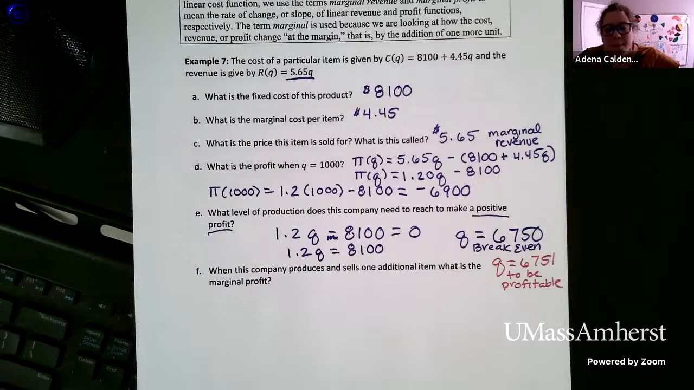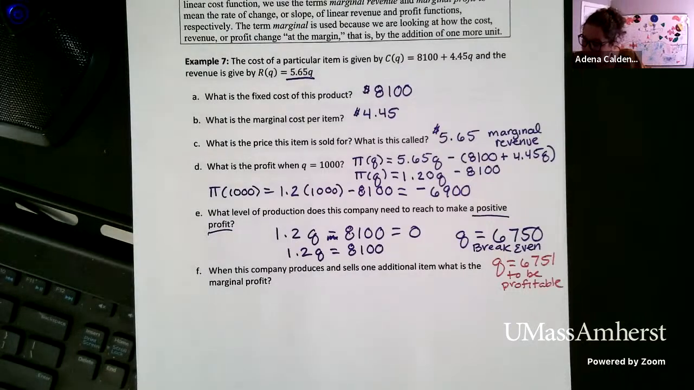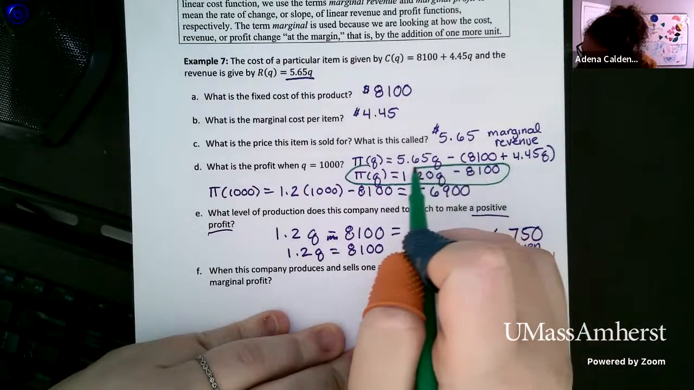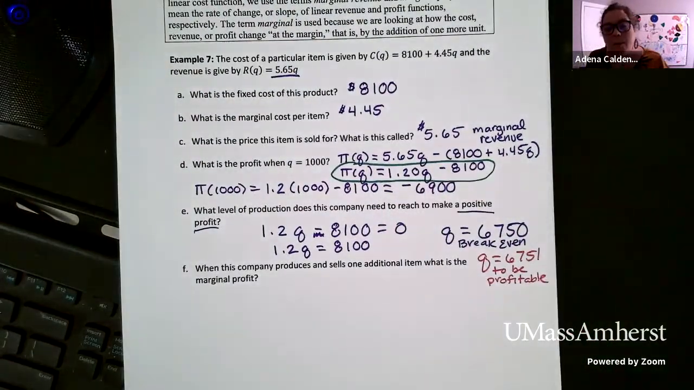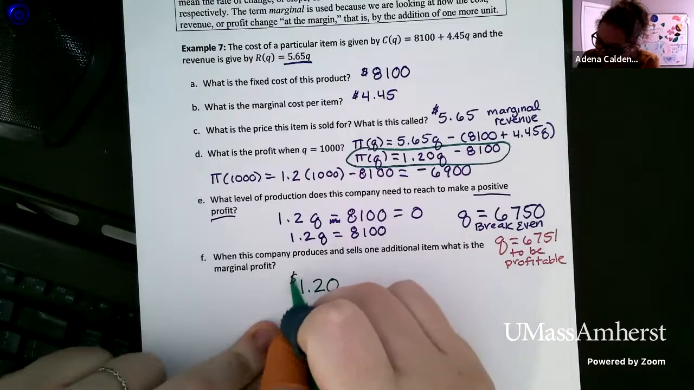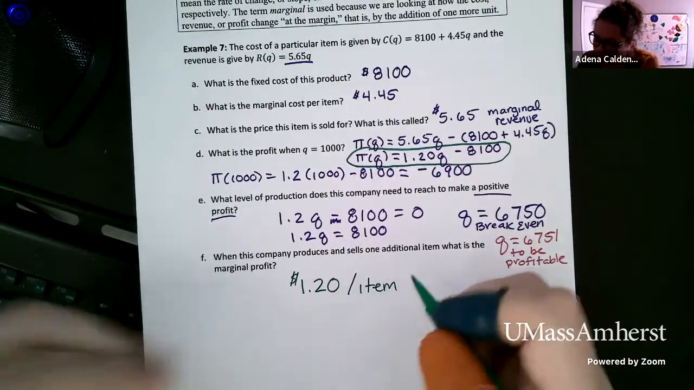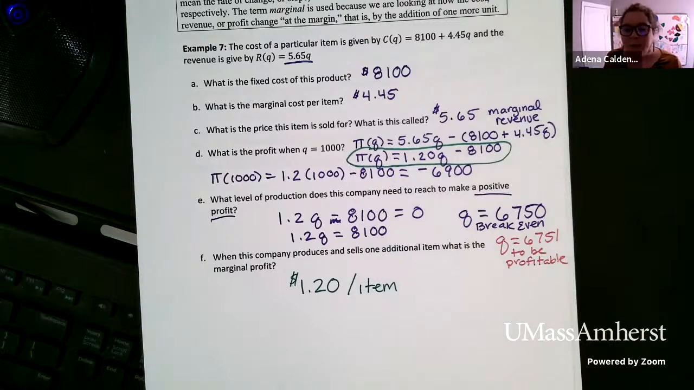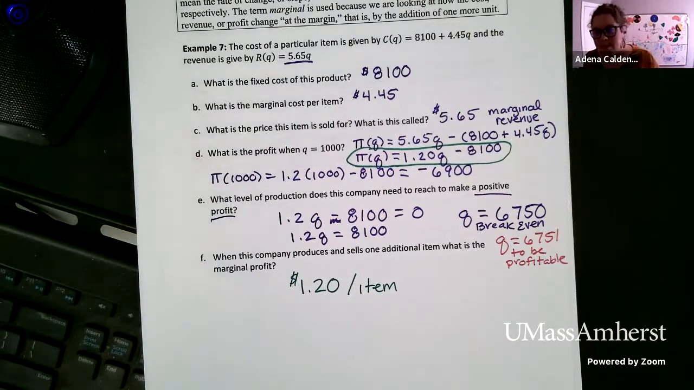So part F, when this company produces and sells one additional item, what is the marginal profit? So we want to go back to our simplified profit equation, which is here. To get the marginal profit, we've simplified revenue minus cost, and we're looking for the slope of the line. So here, the marginal profit is $1.20 per item. So that means that for every additional item that we make and sell, our profit goes up by $1.20. So that's how much we make, each extra time.